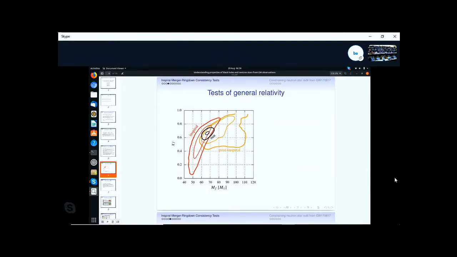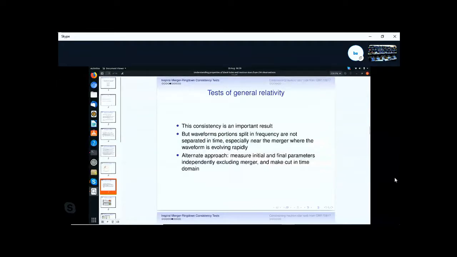and it is an important result that this actually worked in that case. But keep in mind that splitting the waveform in frequency is not the same as splitting it in time. And the two things can differ, especially near the merger, where the waveform frequency is evolving quite rapidly. A different approach is to say that, well, I don't want to cut in frequency, I want to cut in time.